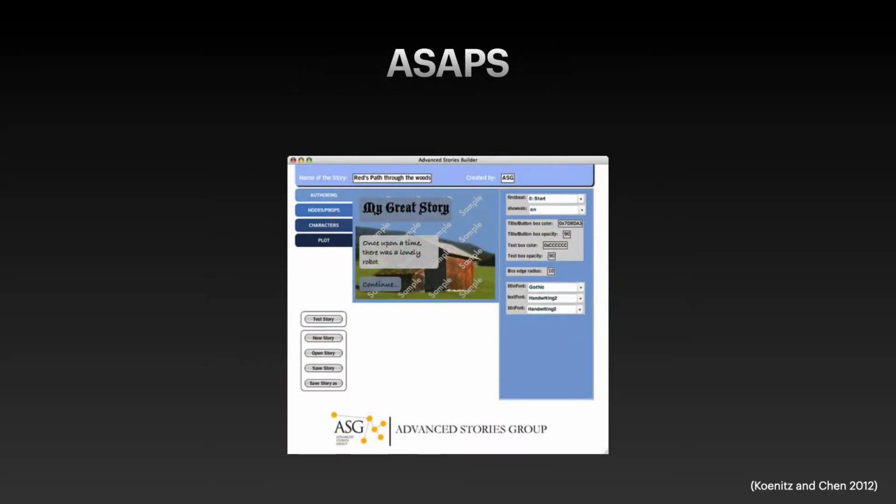ASAPS, or Advanced Stories Authoring and Presentation System, developed by Advanced Stories Group at the Georgia Institute of Technology, is used for teaching how to author interactive stories and studying the authoring process itself. It uses a bottom-up approach where the author has access to building blocks and combines them into an interactive story.